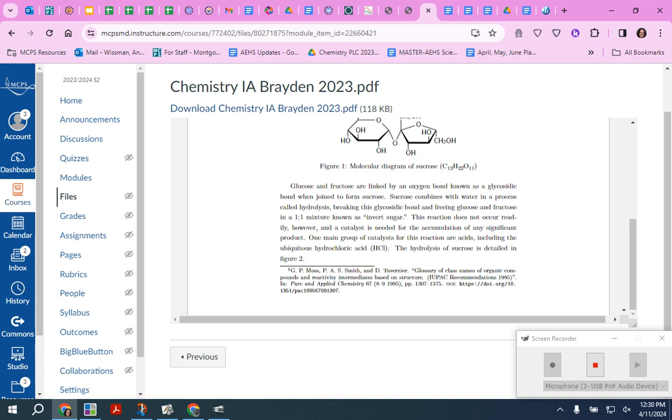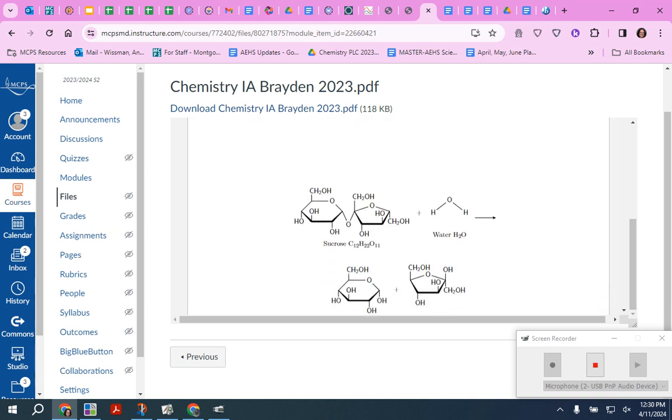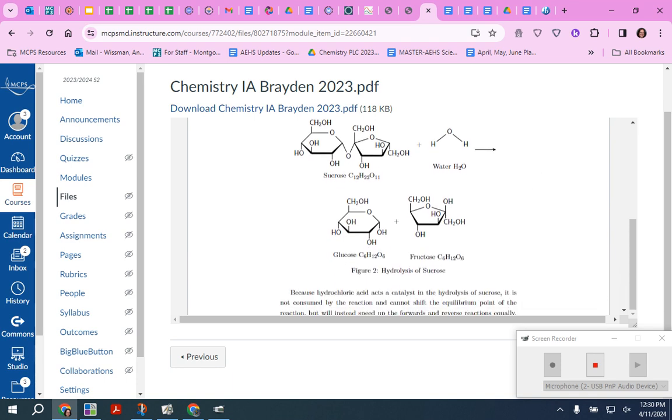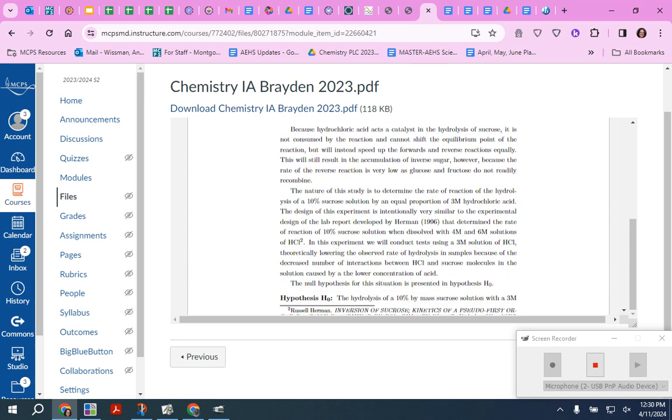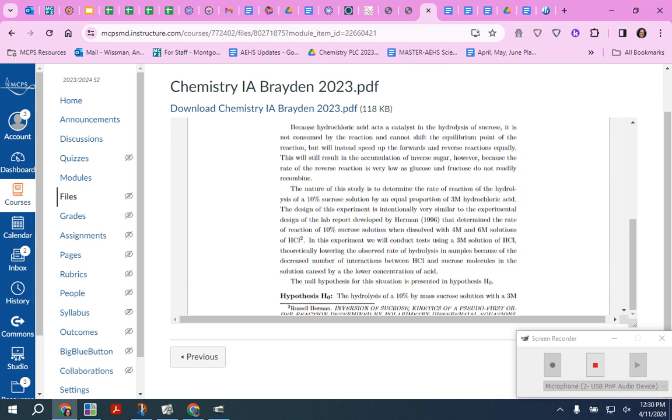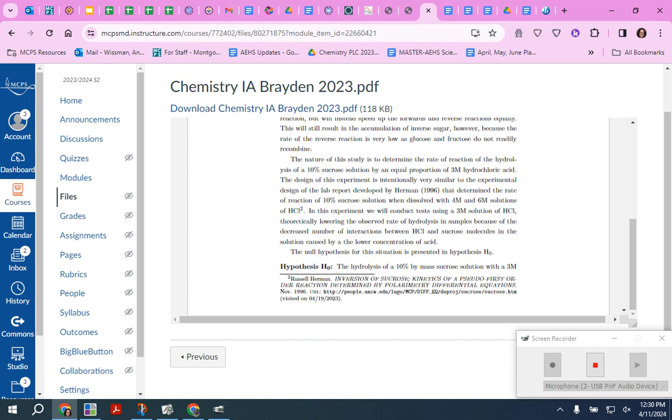There's a reaction called hydrolysis in which we break this bond. Here's an image of this reaction happening, and where the bond gets broken. Here's stuff about the catalyst, and we're going to look at the rate of reaction with different concentrations of the catalyst.